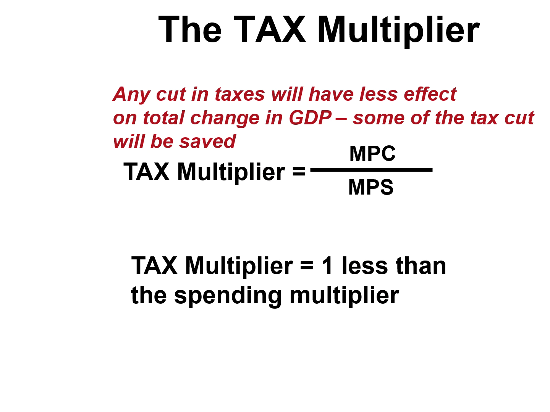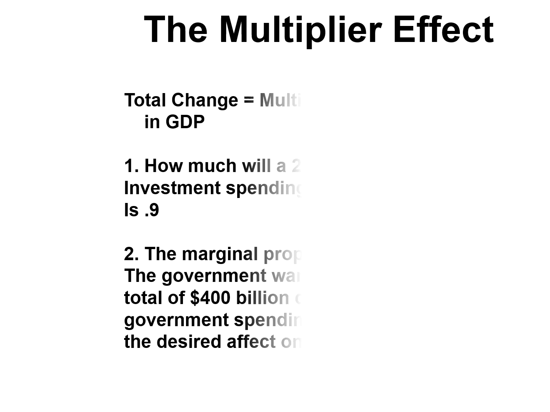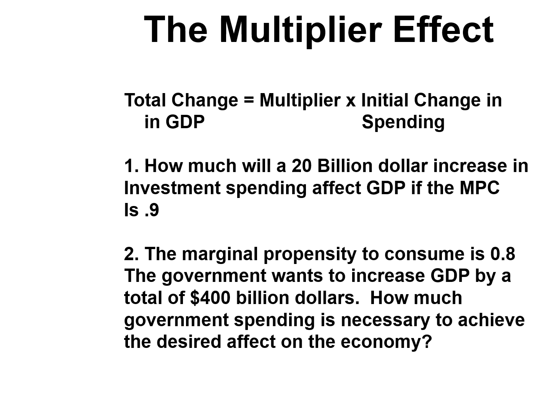Two, and more importantly, anytime there is a tax cut or reduction in taxes, the ultimate effect on GDP will be less than an increase in spending because some of that tax cut will be saved. The multiplier sheet with questions and answers follows this slide.